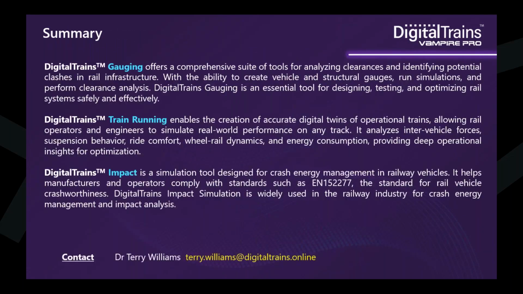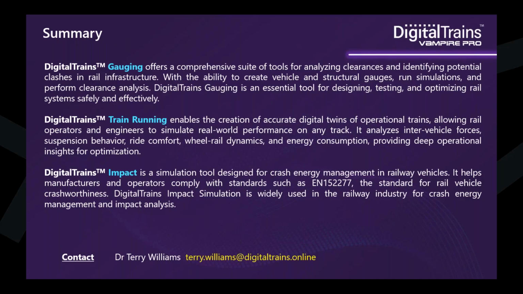Before we move into the Q&A session, I'll just briefly summarize what we've covered today. Digital Trains is a powerful web-based simulation platform that brings together three essential modules: gauging, train running, and impact, each designed to meet critical needs across the railway industry. With gauging, we deliver a fast, accurate way to manage clearance assessment and avoid costly design clashes, essential for any infrastructure or rolling stock project.